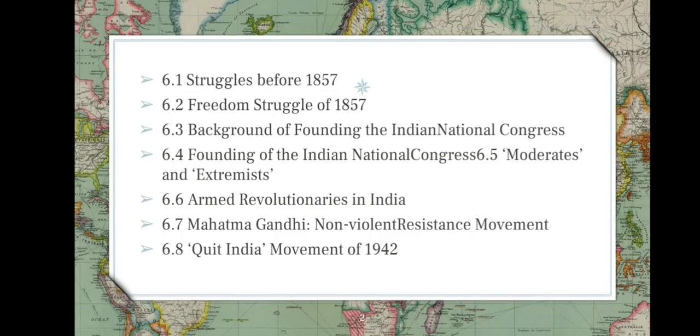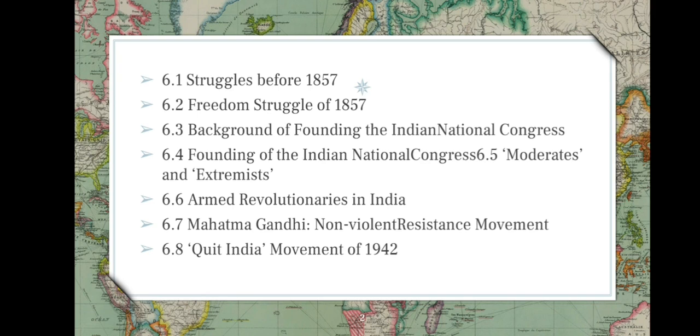Important points of this chapter are: first, struggle before 1857; second, freedom struggle of 1857; third, background of founding the Indian National Congress; fourth, founding of Indian National Congress; fifth, moderate and extremist; sixth, armed revolutionary in India; seventh, Mahatma Gandhi, under his leadership, non-violent resistance movement; eighth, Quit India movement of 1942. Let's study in detail.